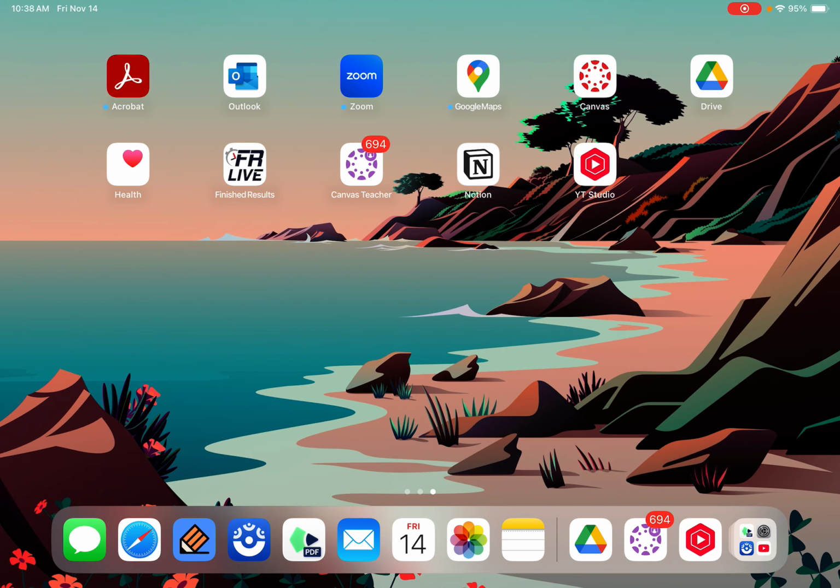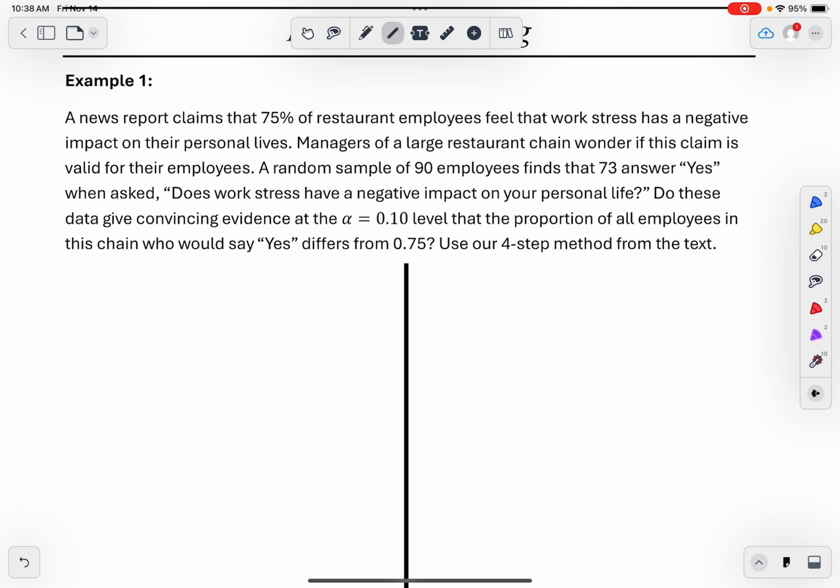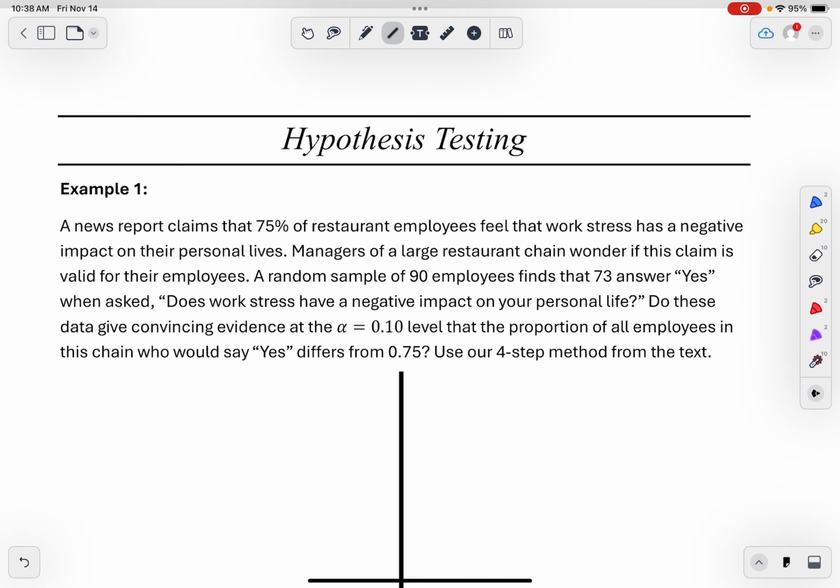All right, so we're going to look at a problem with hypothesis testing, and it's in the hypothesis testing 4-step method worksheet. So let's just take a look at what we have here, reading the problem. A news report claims that 75% of restaurant employees feel that work stress has a negative impact on their personal lives. So just from that sentence there, I'm already seeing that our data is going to be categorical here. You're asking people, does work stress impact your personal life? And they're either going to say yes or no.